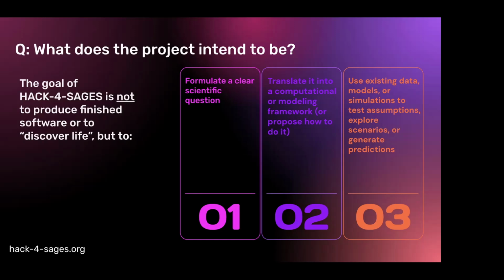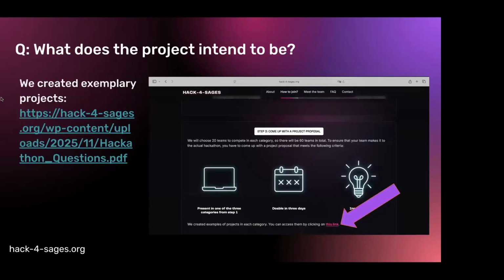And then also we would like students to learn how to use existing data or models or simulations and how to test different assumptions and explore different scenarios. And again, that's the screenshot that I was talking about. When you go to our website, to the how to join page, to step 3, and click on this link, you can find the examples. We created 2 examples for each of the categories, so you can get some inspiration from there and see what we mean when we talk about proposing different projects.